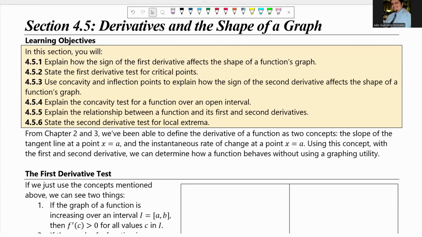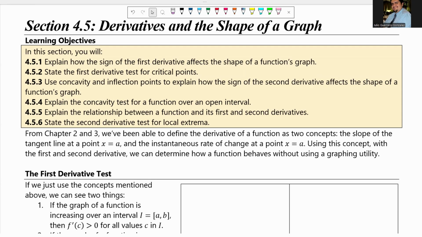Hello, everyone. This is the lecture for section 4.5 for Math 210, derivatives and the shape of a graph. So this is a pretty heavy-hitting section in terms of the applications of a derivative, okay?